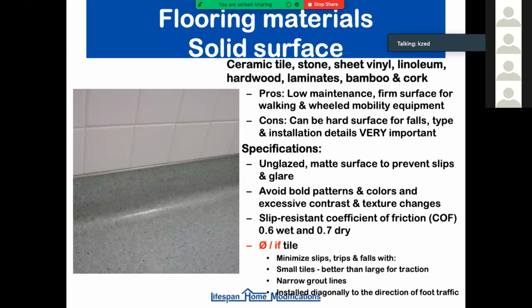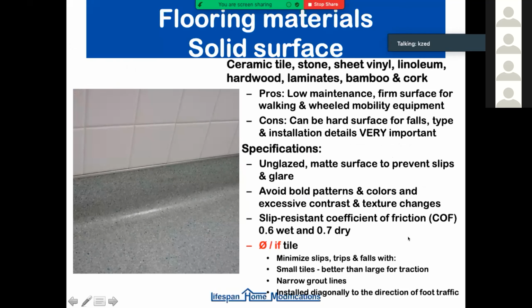So we're going to talk a bit about flooring materials. The first one I like to cover is solid surface materials. Those are different things that come in sheets or tile, stone, bamboo, cork. They are low maintenance and have a firm surface, but they're also very hard when people fall. And it's very important to get the installation details right.